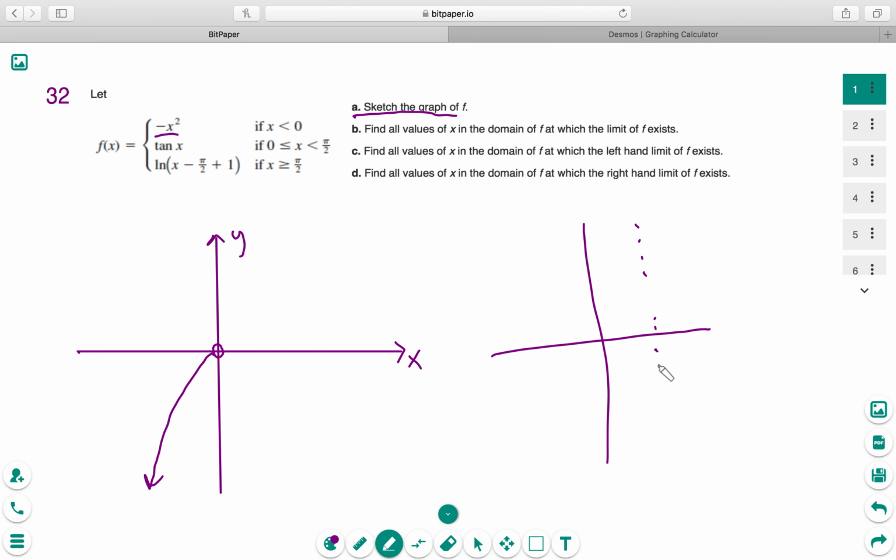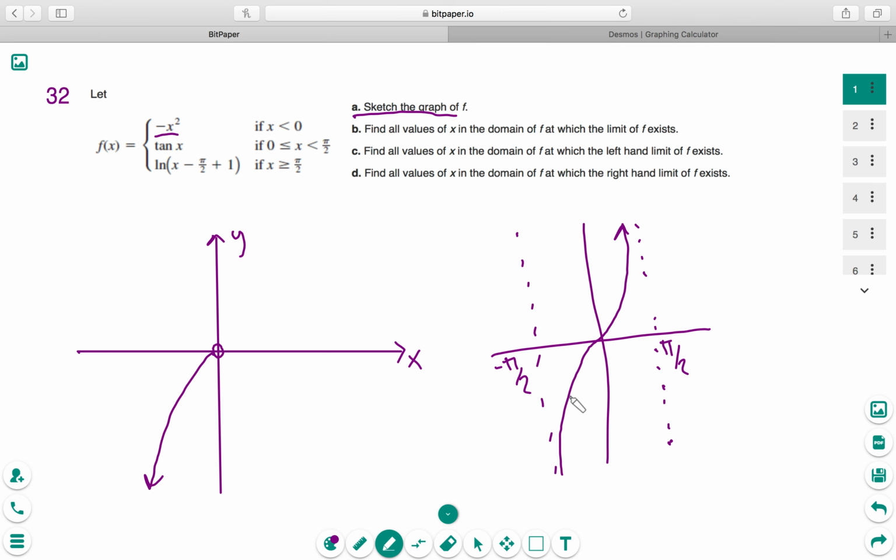Remember, the asymptotes are just these vertical lines that the function cannot pass through. And it's going to approach the value where the asymptote is, going closer and closer and closer, but it's never going to quite hit. And then there's going to be this asymptote right over here. And then your function is going to look like this. So this point right here is actually pi halves. And then this point right here is negative pi halves.